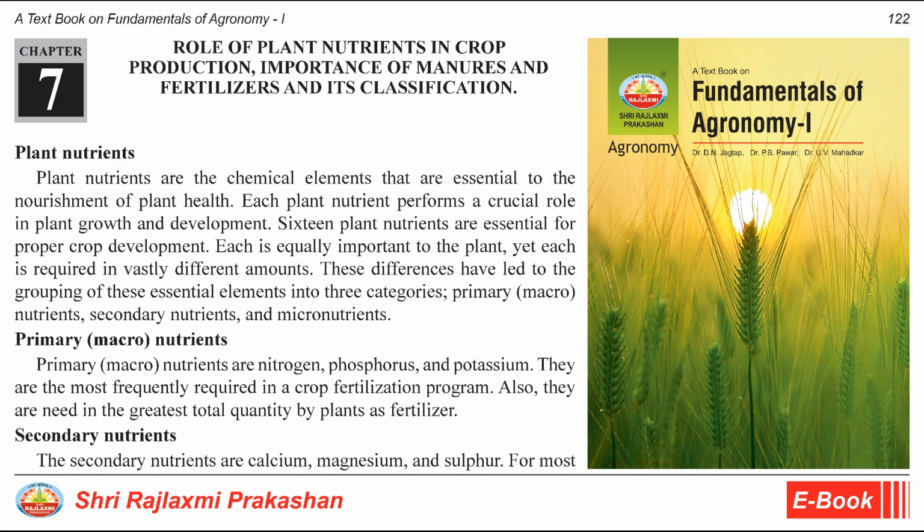micronutrients. Primary macronutrients. Primary macronutrients are nitrogen, phosphorus, and potassium. They are the most frequently required in a crop fertilization program. Also, they are needed in the greatest total quantity by plants as fertilizer.